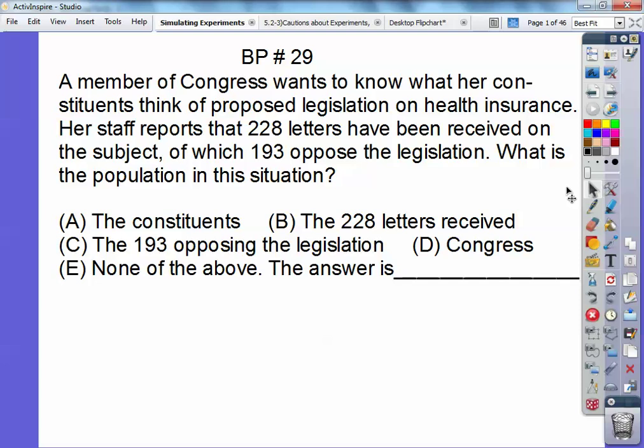So you're probably pausing a lot on this, but answer this: the population is her constituents, so it'd be choice A.